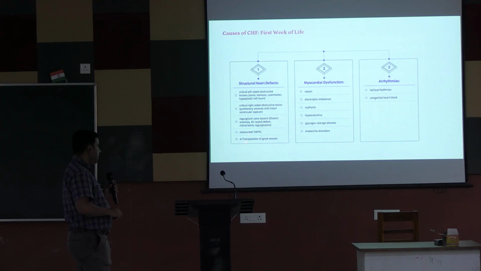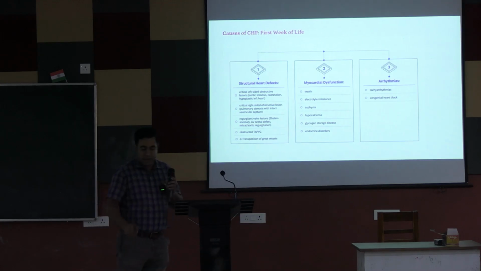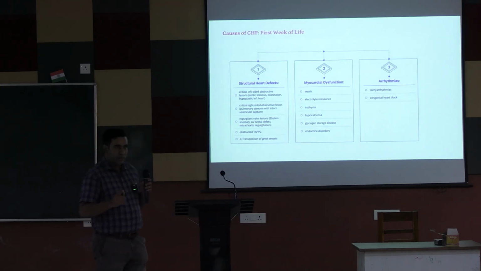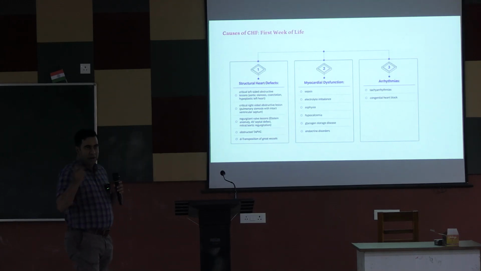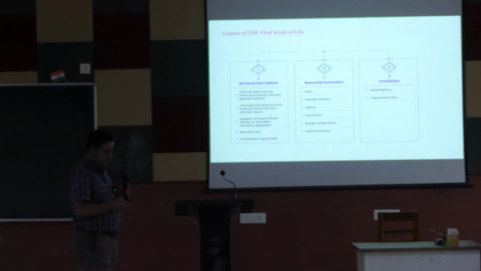Obstructed TAPVC, TGA, these are cyanotic heart disease. In the recent exam, I was asking about cyanotic and acyanotic heart disease. Various students failed to differentiate. VSD, ASD, PDA are all acyanotic heart disease. Obstructive TAPVC, transposition of great vessels, these are all cyanotic heart diseases.